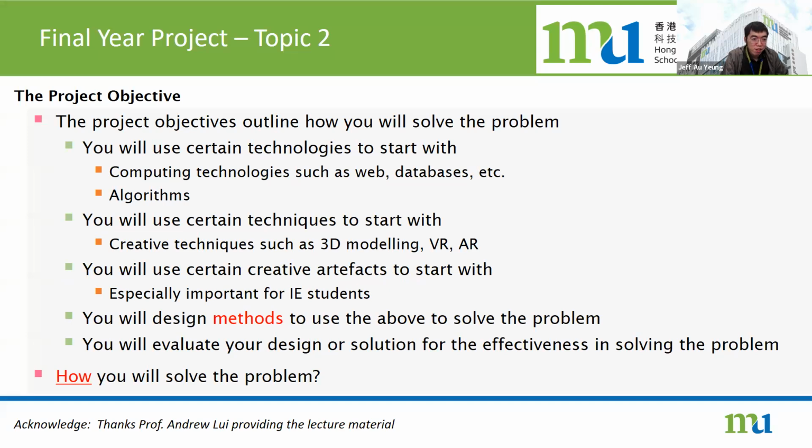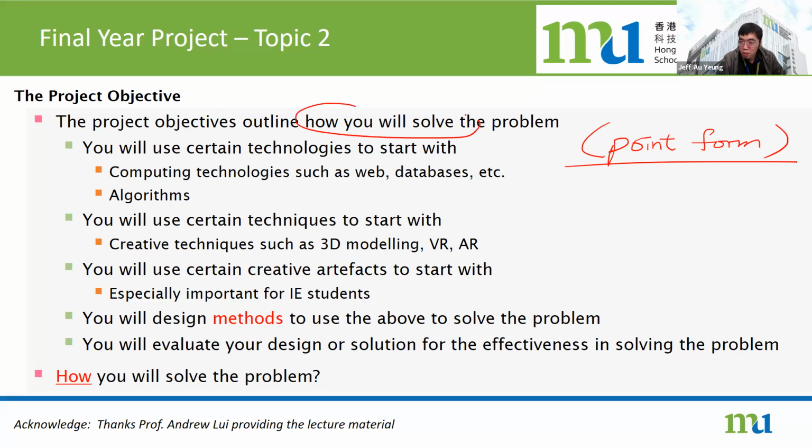Now, after we get the project aims, then we have to go into the objectives. Most likely, when we write objectives in the proposal, we are going to write them in point form. So when you write the proposal, the objectives will most likely be in point form. And the objective is listing out how you solve the problem.